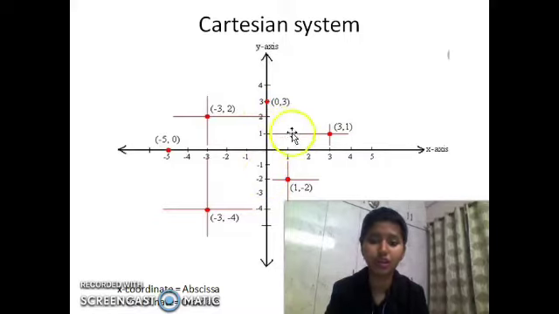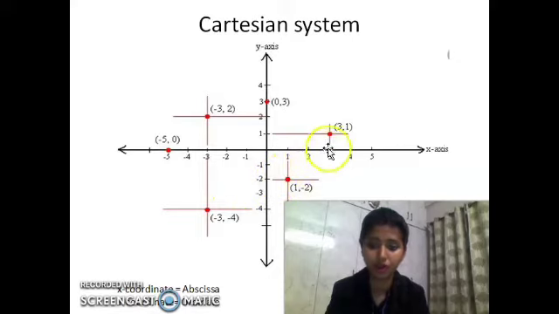Alright, now look here, the x-axis as well as the y-axis intersect at a particular point. This point is 0: the x-axis point is 0 as well as the y-axis point is also 0. This is called the origin, from where it starts. Now you can see that after intersection it has four parts: first, second, third, and fourth. These four parts are known as quadrants. So first quadrant, second quadrant, third quadrant, and fourth quadrant.